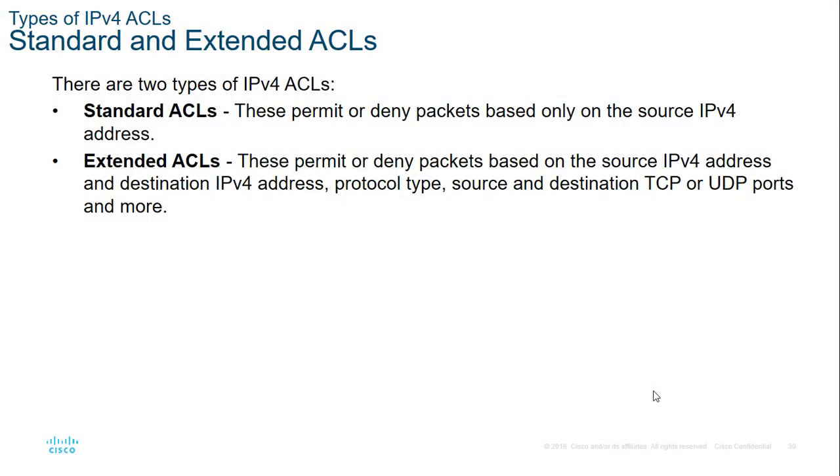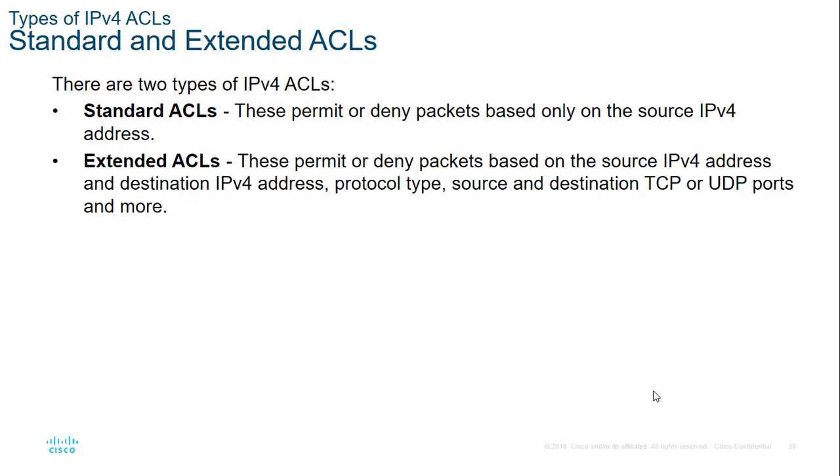Okay? So we have different types of ACLs. We have standard ACLs and we have extended ACLs. Now these are really based on numbers that we have. A standard ACL only looks at the source, that is the source IPv4 address. You write a permit or deny statement. They're super simple.